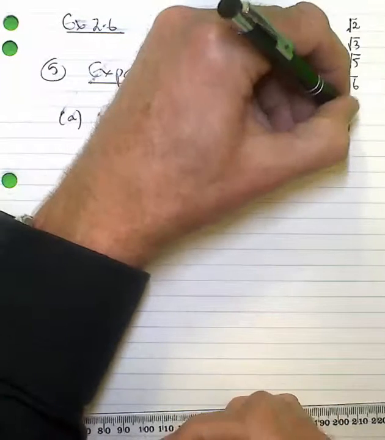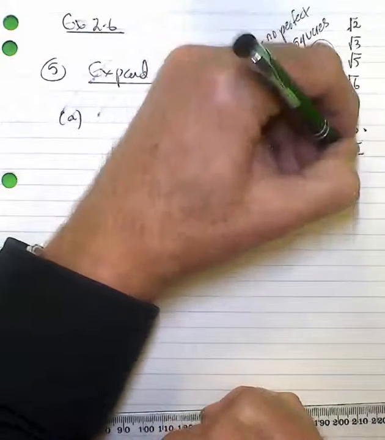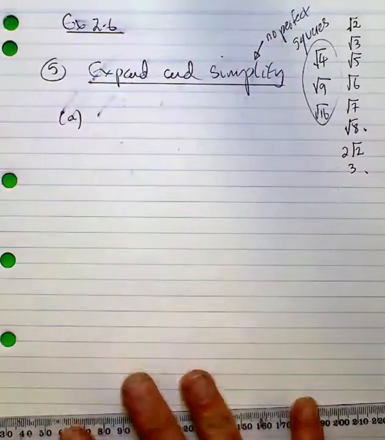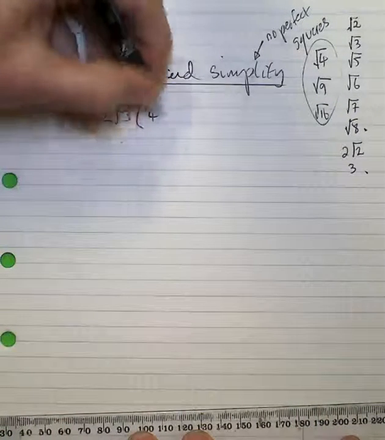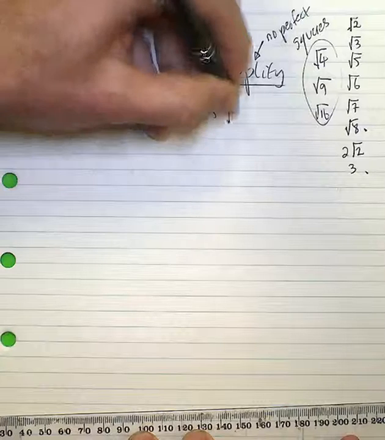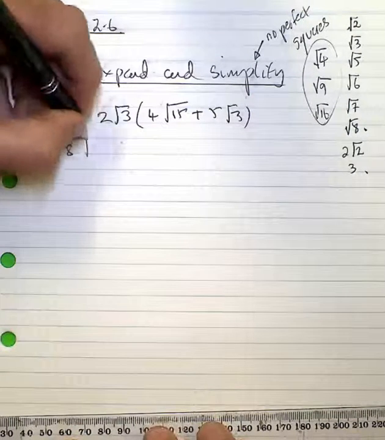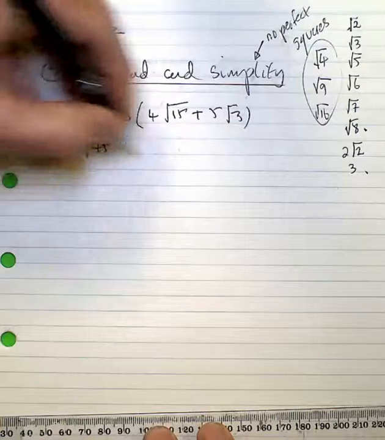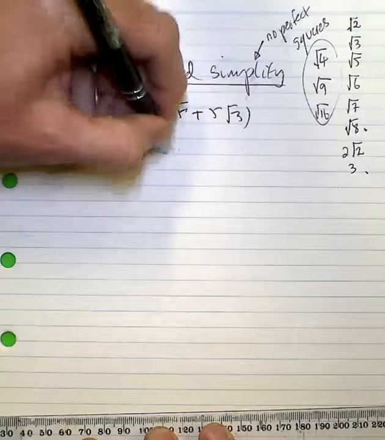But not the square root of 8. And definitely not the square root of 9. So in this first instance, we've got 2 root 5 into 4 root 15 plus 5 lots of root 3. So simple expansion. I'm just going to multiply the surds out and we'll see if we can find any perfect squares.